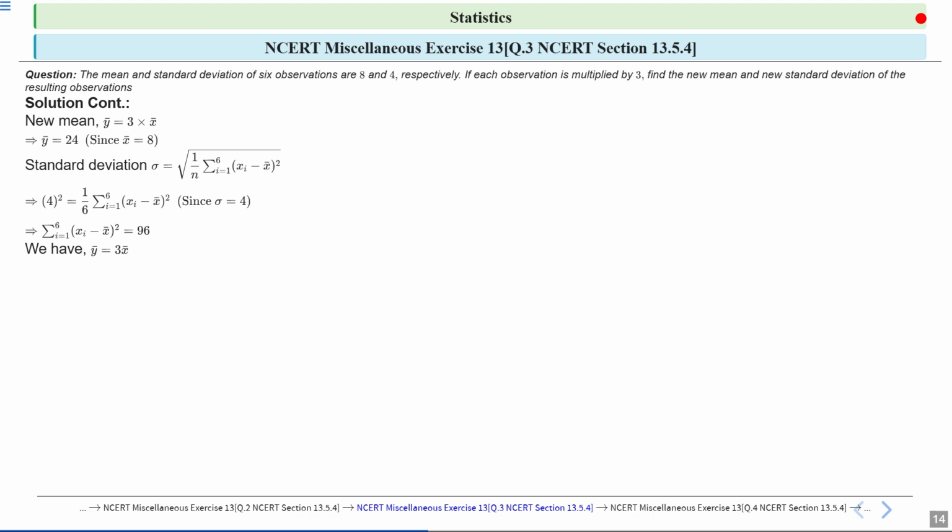So we have y equal to 3 times x bar. So we can also write x bar as 1 divided by 3 times y bar. Now let's substitute the values of xi and x bar in summation from i equal to 1 to 6 of (xi minus x bar) whole squared equal to 96. Then we obtain summation from i equal to 1 to 6 of (1/3 times yi minus 1/3 times y bar) whole squared equal to 96.